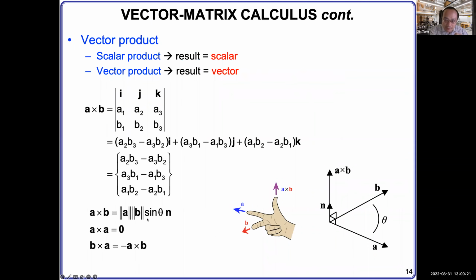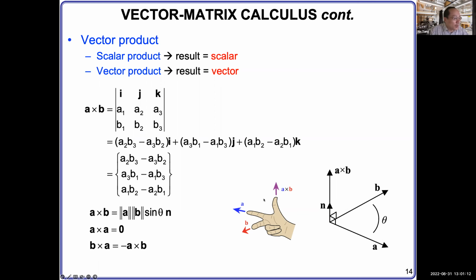Now, in the last lecture, we also discussed the dot product of two vectors. Another very important product of vectors is called the vector product. We will have two vectors, A and B. We use the right-hand principle to find out the direction of the resulting vector after A and B have the vector product. It's also called the cross product. So the direction of A cross B, or A vector product B, is found using the right-hand principle.